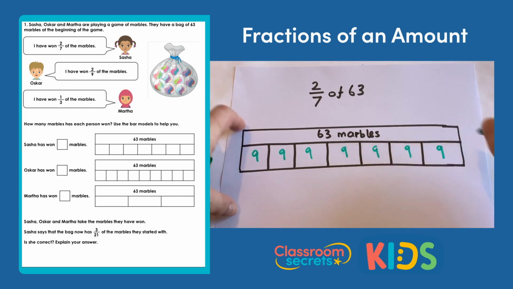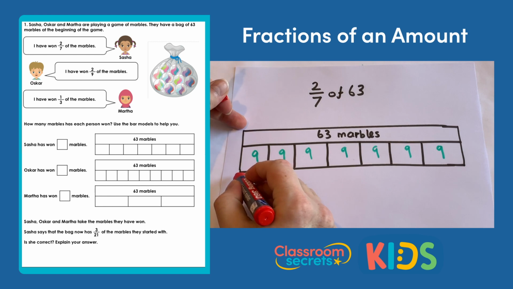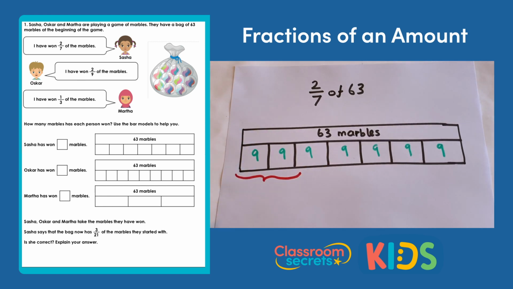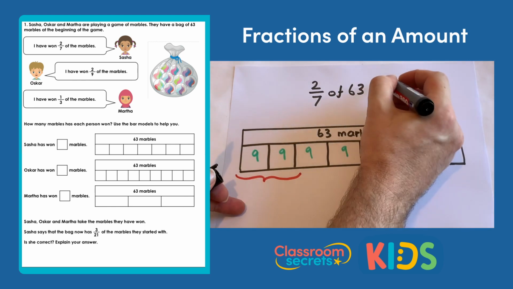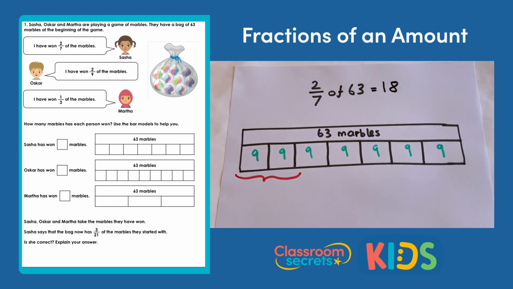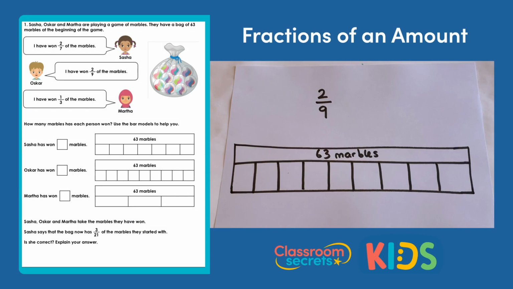We are looking at 2/7 of 63, so we're just going to be looking at these 2/7 here, which is 2 lots of 9, and 2 lots of 9 then is 18, so 2/7 of 63 will be 18 marbles. So Sasha has won 18 of the marbles. Let's have a look at Oscar then.